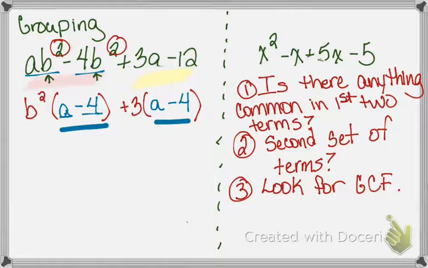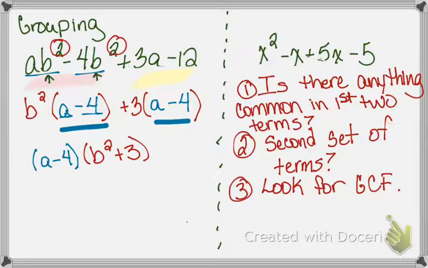Okay? So I've got b squared times a minus 4 plus 3 times a minus 4. So I am going to take out an a minus 4. Then I am left with b squared plus 3. Okay? I'm left with b squared plus 3. Now, students consistently say, Alicia, but I have a minus 4 twice. Why do I not write a minus 4 down twice? Okay? I get that question a lot.